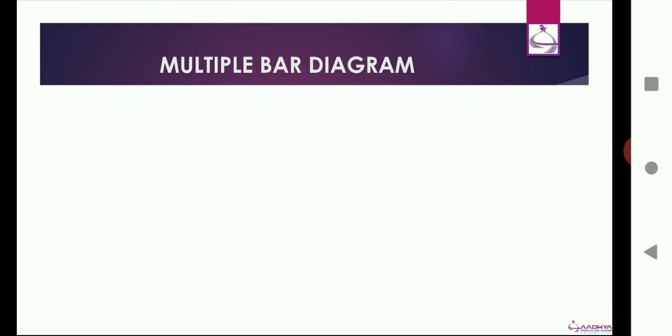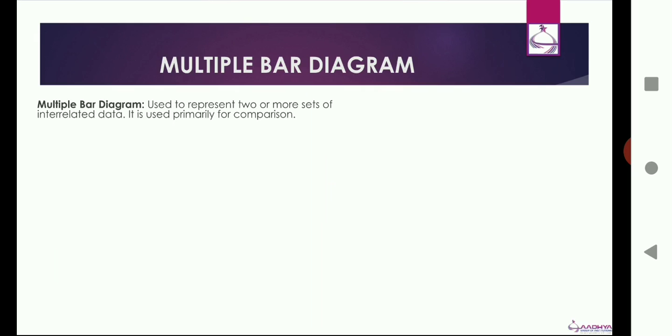The next type of bar diagram is a multiple bar diagram, where multiple bars are used to represent 2 or more sets of interrelated data. It is primarily used for comparing different groups or different periods of time with the same particular categories. For example, again, the distance between the bars is kept constant.